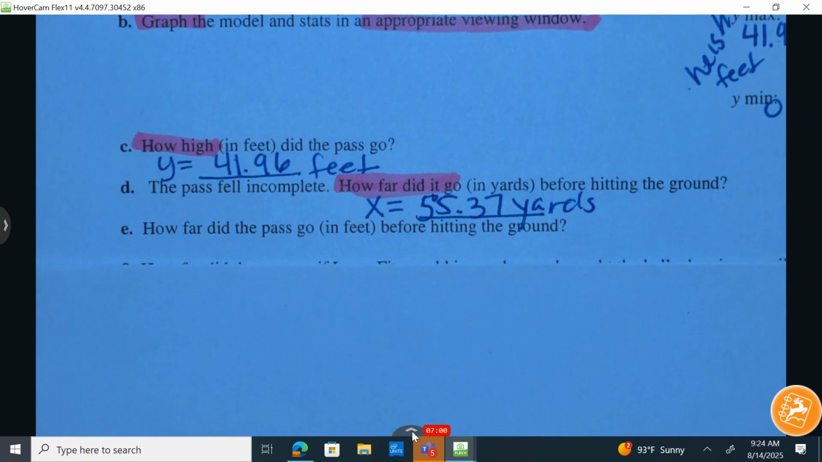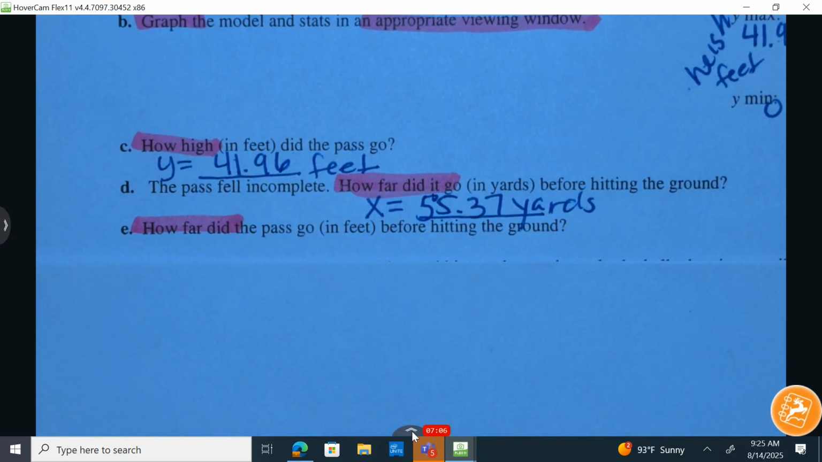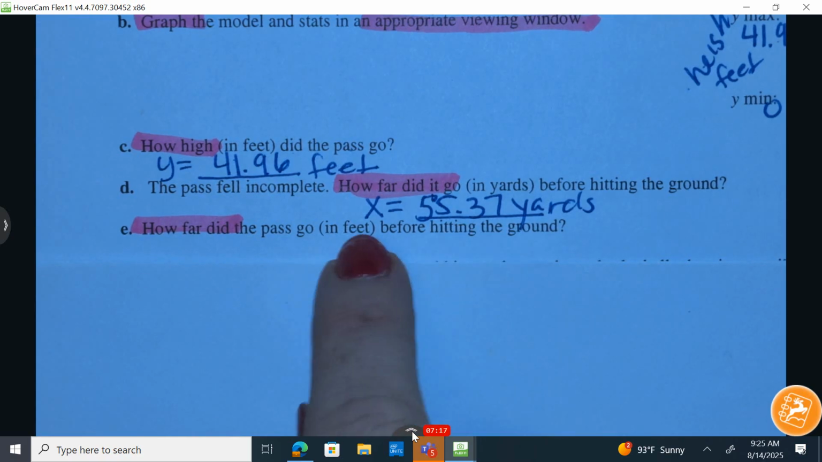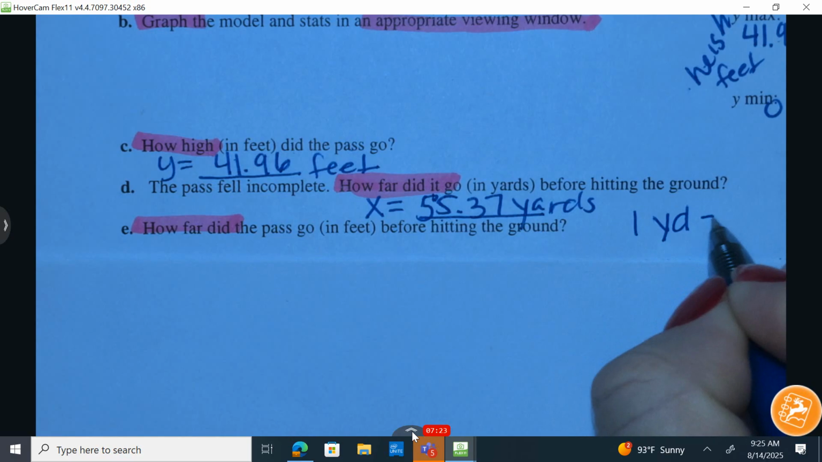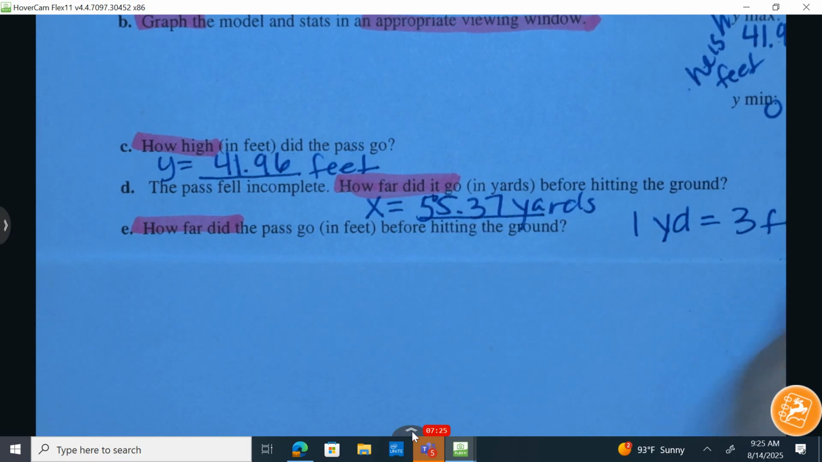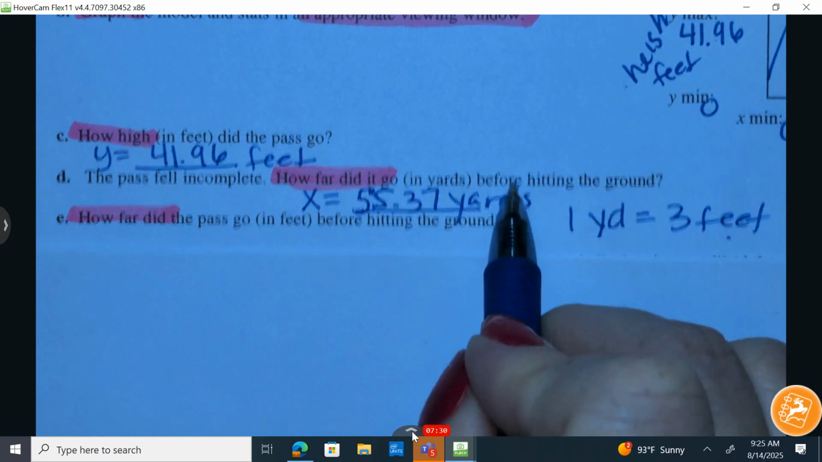And if you're like me, I read part E, and it says the exact same thing again. It says, how far does the pass go before hitting the ground? Well, that's exactly what I just did. Why was I confused? Because it wants the same distance along the ground, but instead of yards, it wants it in terms of feet. On the board, you can see that 1 yard is equal to 3 feet.